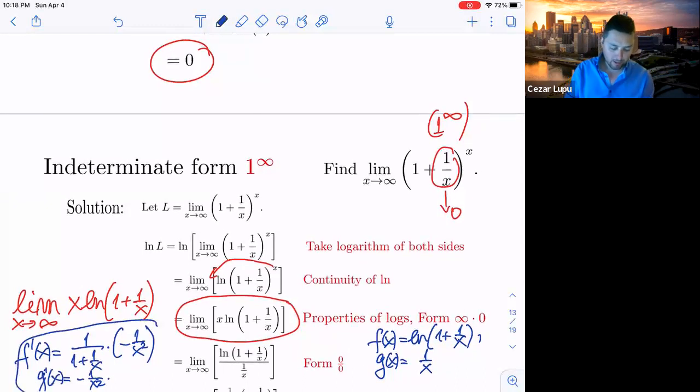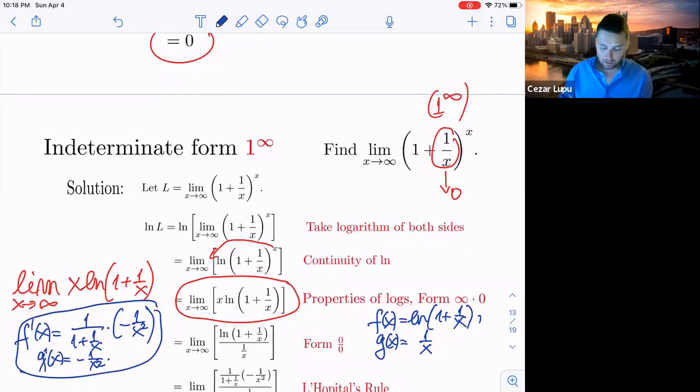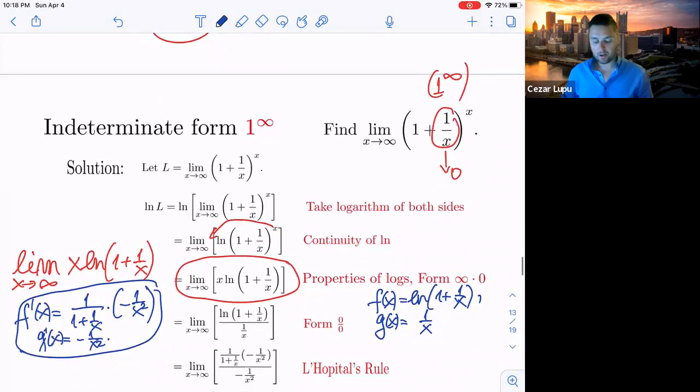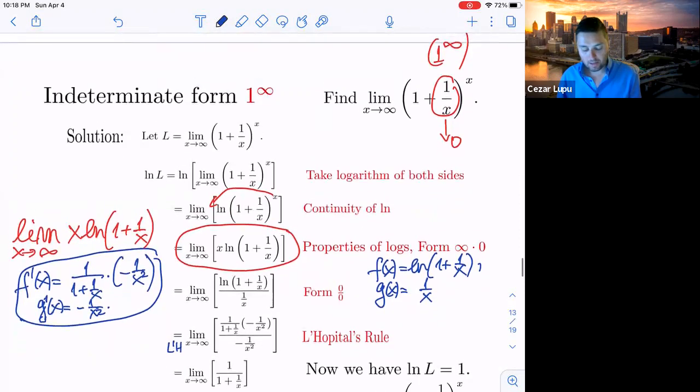So we'll plug these two in. And guess what? By applying L'Hopital rule once, the limit as x approaches infinity of f of x over g of x is the limit as x approaches infinity of f prime of x over g prime of x, right? As you can see them right there. And now by just doing some algebra, we will end up with this.